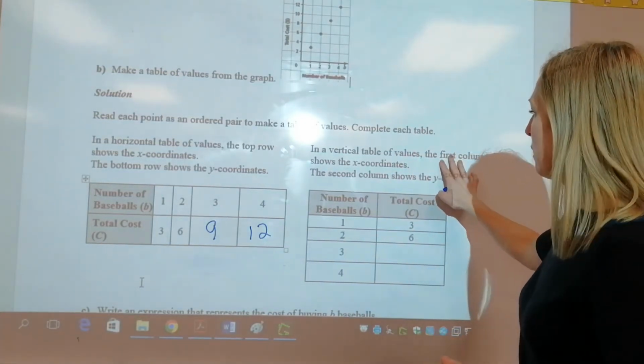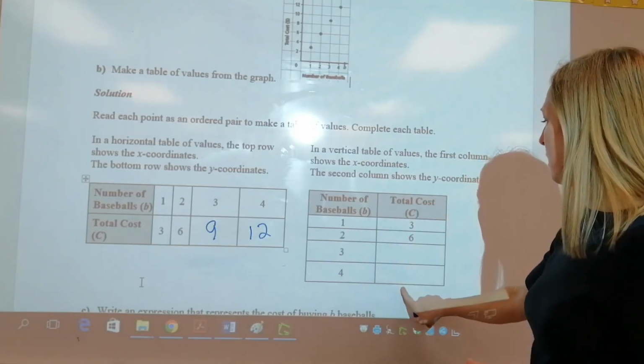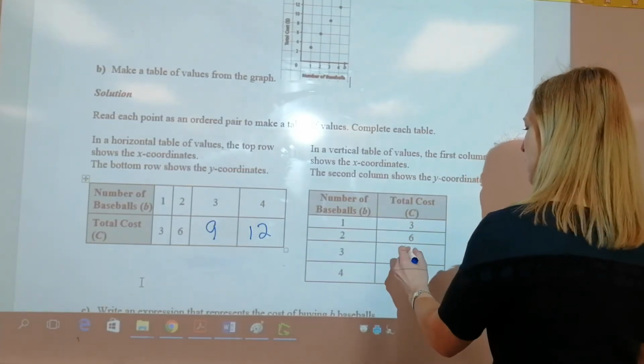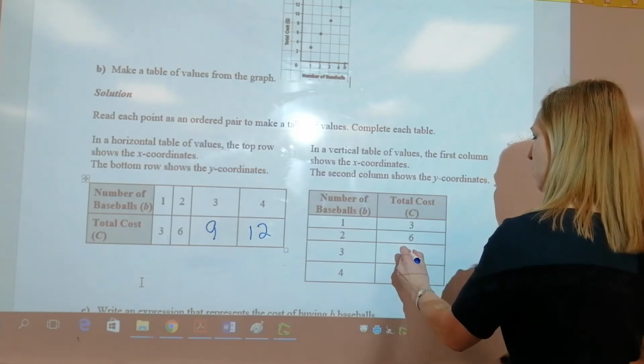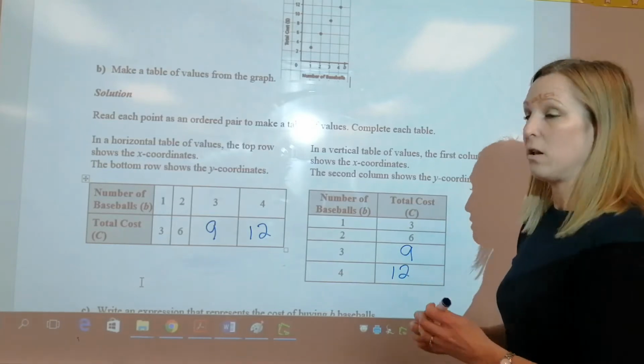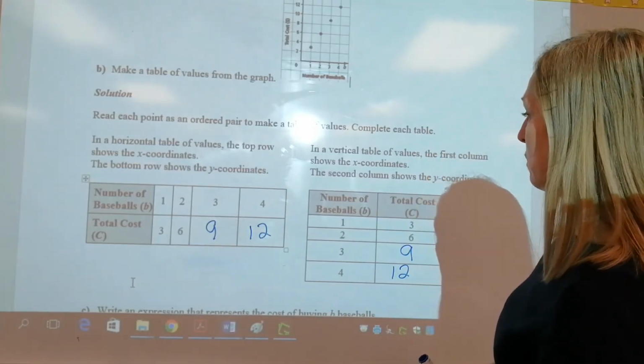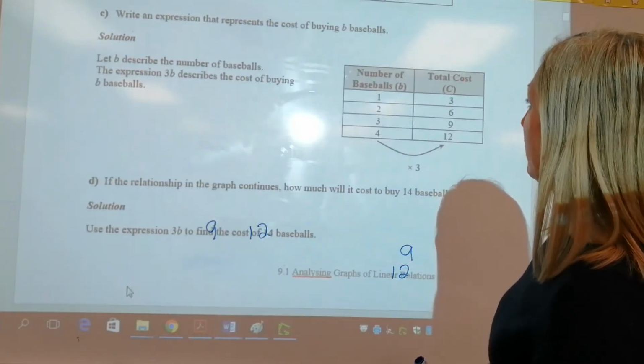Exactly the same thing in the vertical table of values, only now we've got baseballs, cost. 1 ball, $3. 2 balls, $6. 3 balls, $9. 4 balls, $12. Easy enough to put things in a table of values.